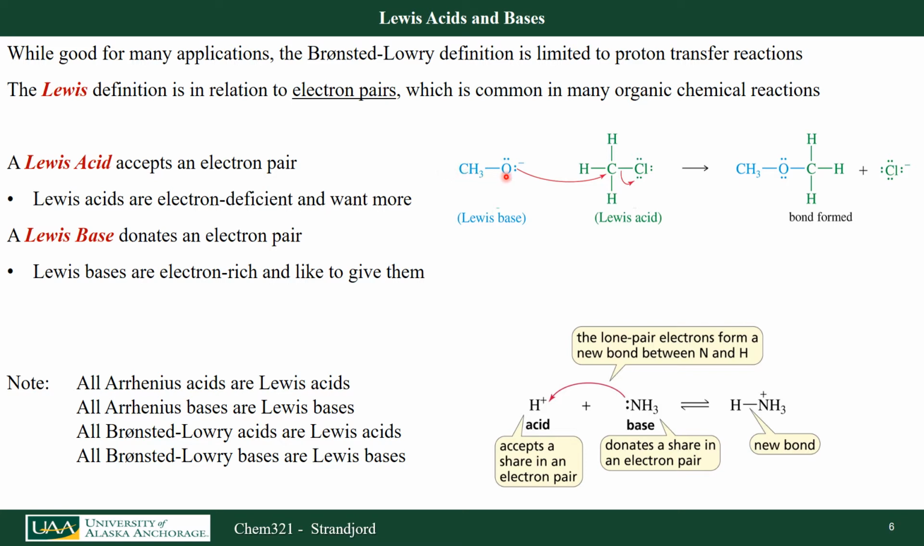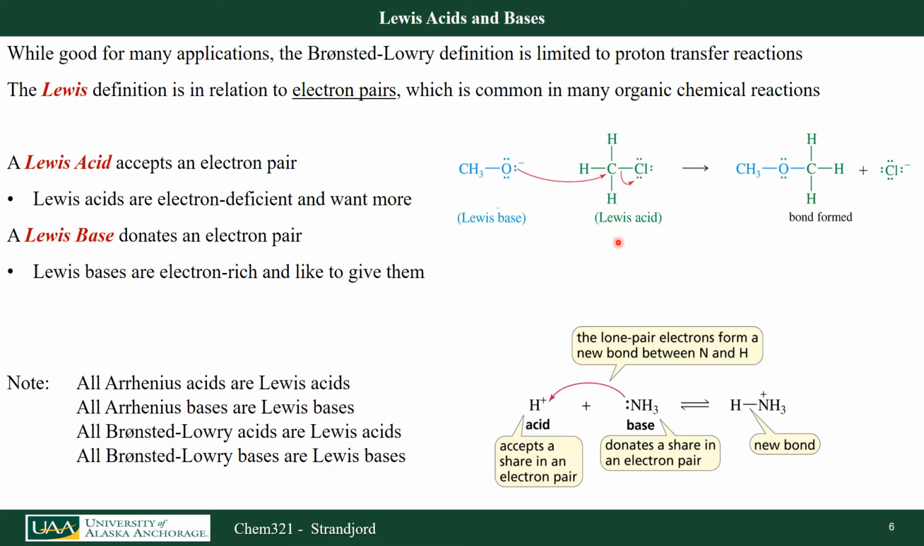you can see that this methoxide ion has extra electrons and is very reactive. So, extra electrons, it's electron rich, that is a Lewis base, and it wants to give them up. This molecule here, this chloromethane, the chlorine is very electronegative, so it's pulling electrons away from the carbon, making it a little bit positive, so it can actually attract extra electrons. So this is a Lewis acid.